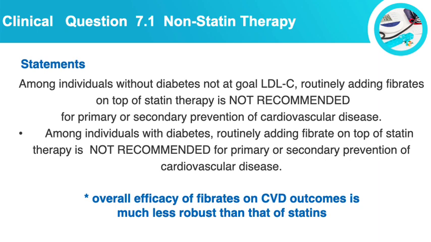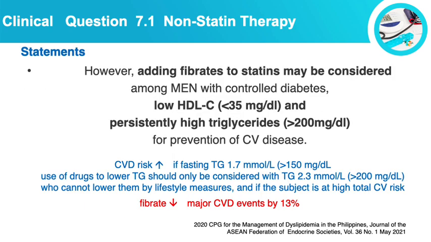The reason behind this recommendation is because the overall efficacy of fibrates in CVD outcomes is much less robust than that of statins, meaning there are fewer clinical trials proving its efficacy compared to that of statins. However, adding fibrates to statins may be considered among men with controlled diabetes, low HDL less than 35 mg per deciliter, and persistently high triglycerides more than 200 mg per deciliter for prevention of cardiovascular disease.